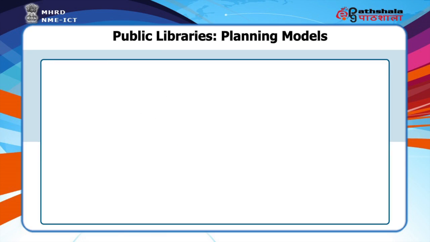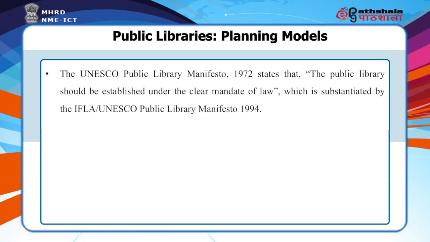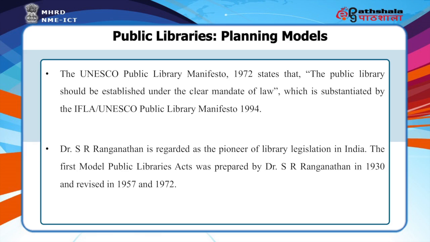Public libraries planning models. The UNESCO Public Library Manifesto 1972 states that the public libraries should be established under the clear mandate of law, which is substantiated by the IFLA UNESCO Public Library Manifesto 1994. Dr. S. R. Ranganathan is regarded as the pioneer of library legislation in India. The first Model Public Libraries Act was prepared by Dr. S. R. Ranganathan in 1930 and revised in 1957 and 1972.